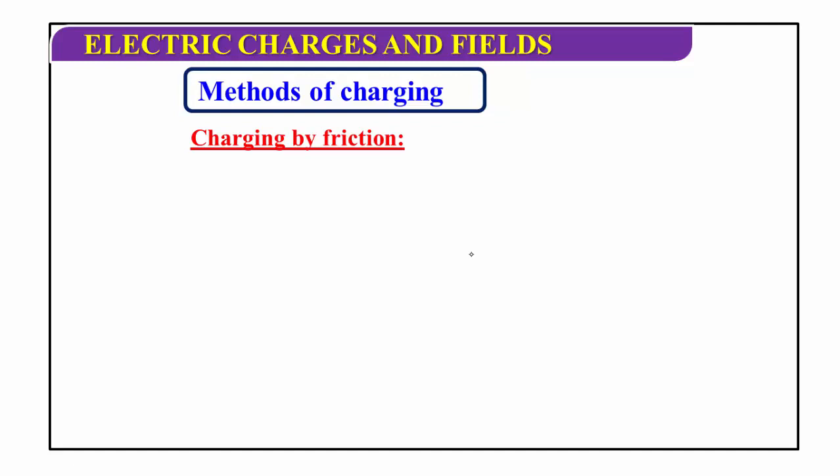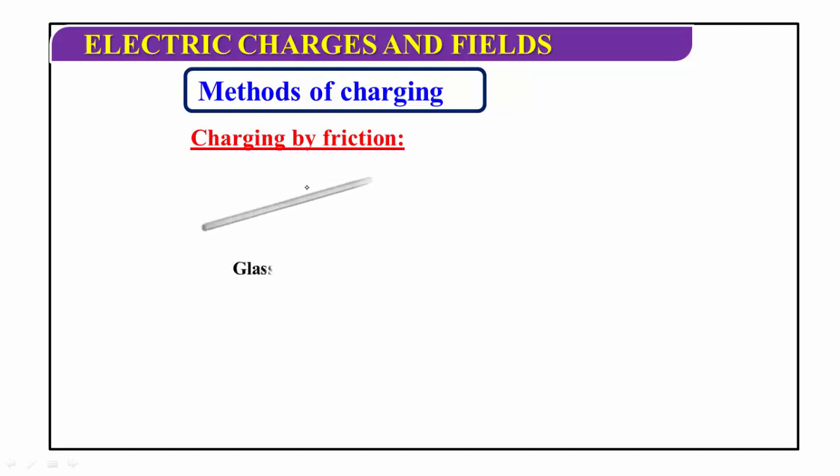Charging by friction means the process of charging in which two insulating bodies are rubbed against each other. In this process, one body loses electrons and the other body gains electrons.